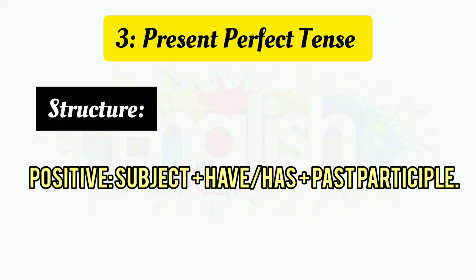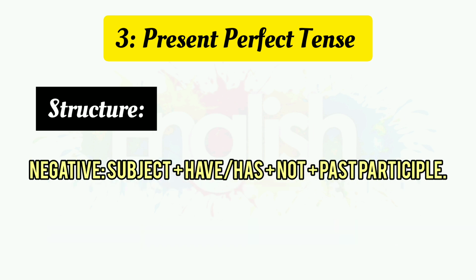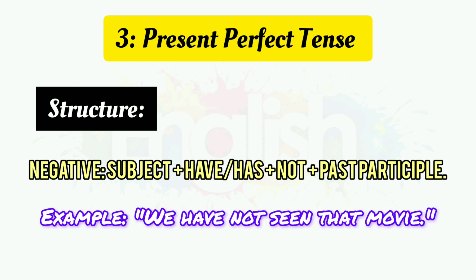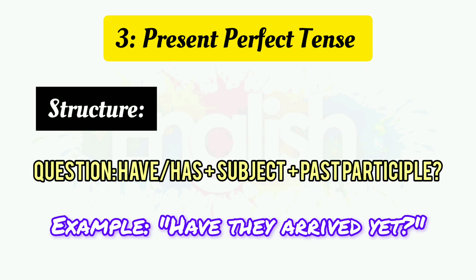Structure, positive: subject plus have or has plus past participle. Example: He has eaten lunch. Negative: subject plus have or has plus not plus past participle. Example: We have not seen that movie. Question: have or has plus subject plus past participle. Example: Have they arrived yet?